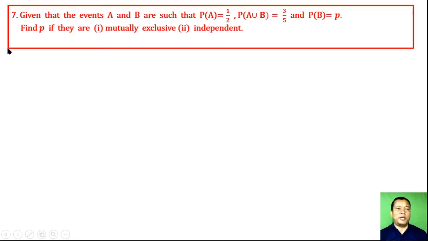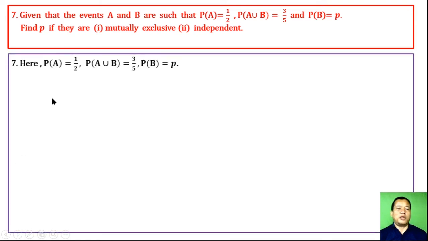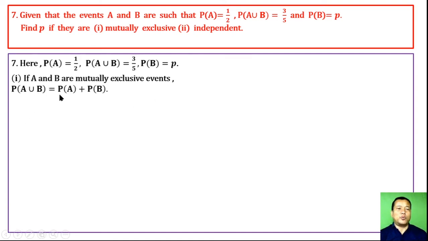For question number 7, given that the events A and B are such that P of A is half, P of A union B is 3 by 5 and P of B is small p, find p if they are one, mutually exclusive, two, independent. Here these values are given. If A and B are mutually exclusive events, then P of A union B is equal to P of A plus P of B. Putting their respective values, we get this. Solving for p, we get 1 by 10.